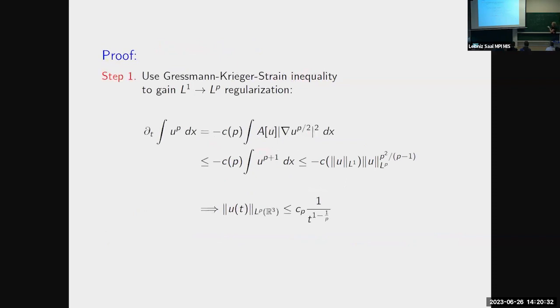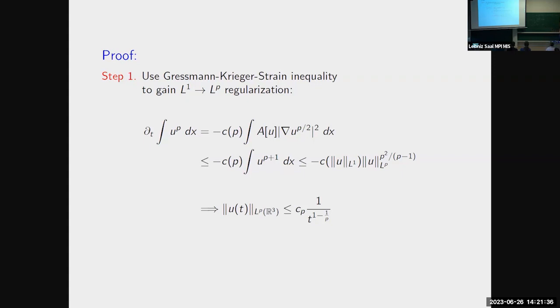And the proof of this result is very easy. It relies on essentially 2 steps. The first step is L1 to Lp regularization, so we just do an Lp energy estimate, and if we use the Gressman-Krieger-Strain inequality, we can bound the Lp norm by the p+1 power of the Lp+1 norm, and then doing some interpolation, we arrive at this decay, which is already much faster than the one of the heat equation. I don't remember exactly how it is, the L1 to Lp. There are some powers there, so this is already much faster. At this point, we cannot push p to infinity because the constant in front will blow up.